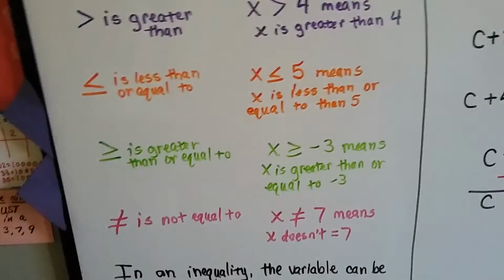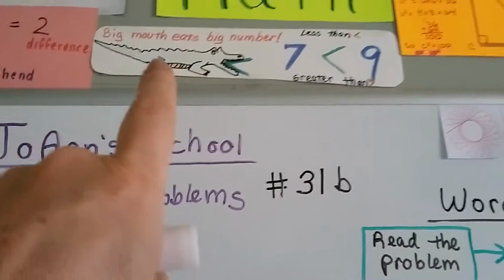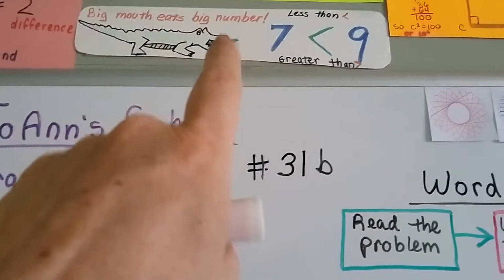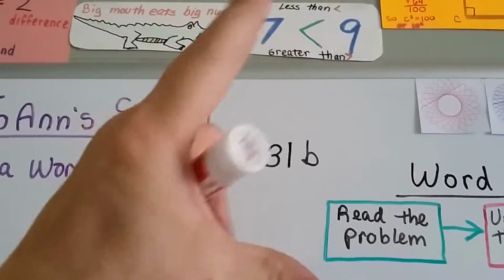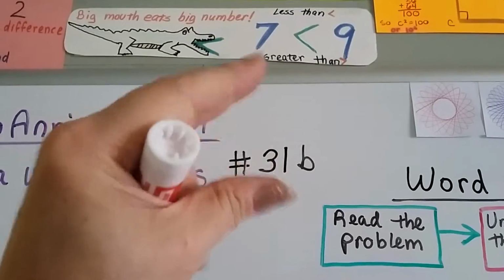And if you're still having trouble remembering the less than, greater than, just remember that the big mouth eats the big number. So whichever is the bigger number, the big mouth is going to eat that greater number, okay?